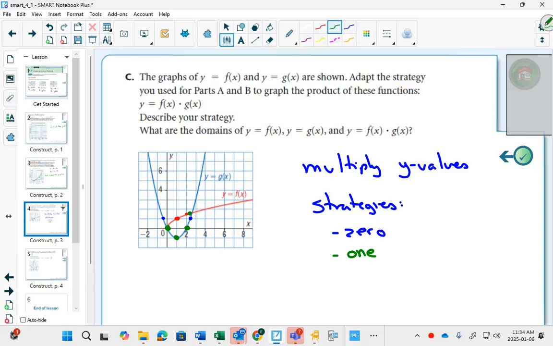But you might have to do some estimating, like this looks like 3. I could take a point here. This is 3. This looks like 1.8. What's 3 times 1.8? 5.4? Yeah, so we could do other points here.